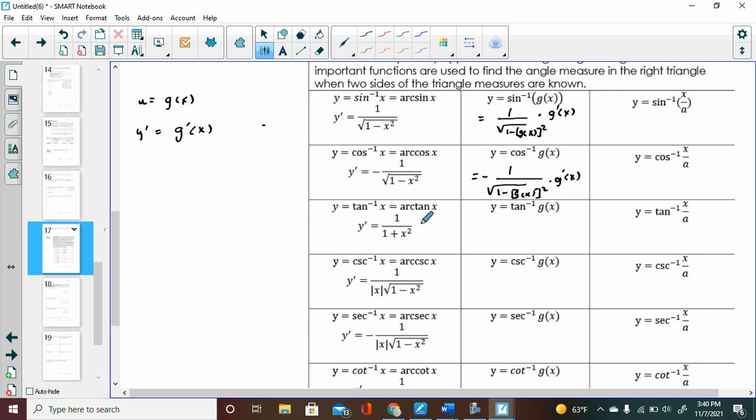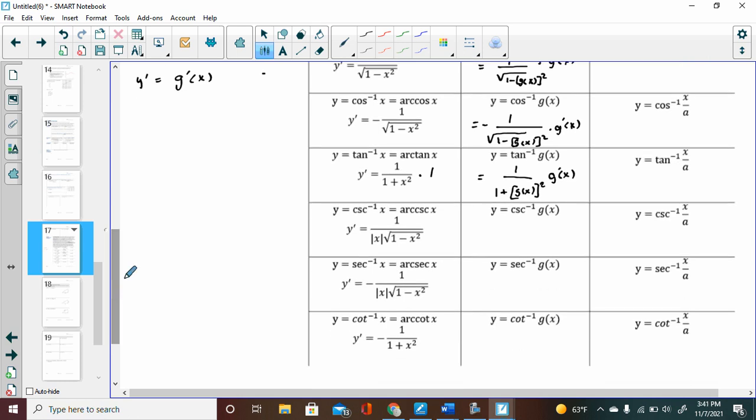Similarly, looks very similar to this, except it's 1 over 1 plus g of x squared, and not just x squared, times the derivative of g, and this would work for x as well. So if you get the derivative of x, it's going to be 1, right? So we don't even acknowledge it. It's like saying 1 times out here, and then x squared instead of g of x squared. So that is why it's that way.